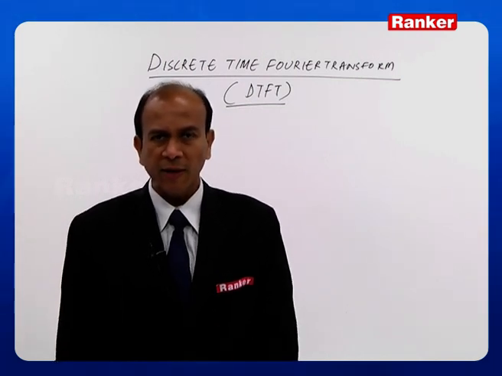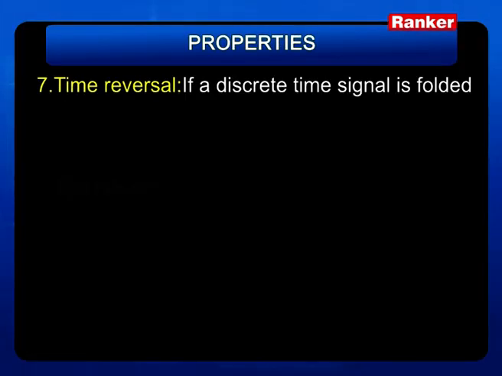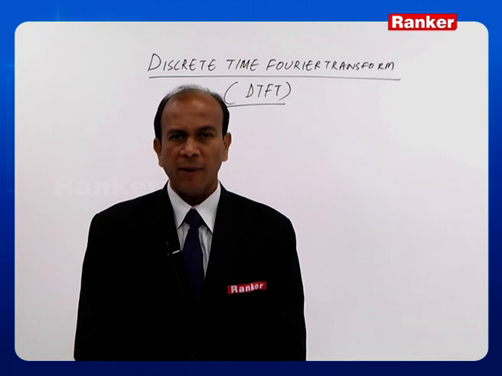Then coming to the seventh property, it is called the time reversal property. It says that if a discrete time signal is folded about the origin in time, its magnitude spectrum remains unchanged. However, the phase spectrum undergoes a change in sign. That is, if x of n has a discrete time Fourier transform X of e to the power of j omega, then x of minus n, a signal which is folded, will have a discrete time Fourier transform X of e to the power of minus j omega. This property is called the time reversal property and is the seventh property of discrete time Fourier transforms.